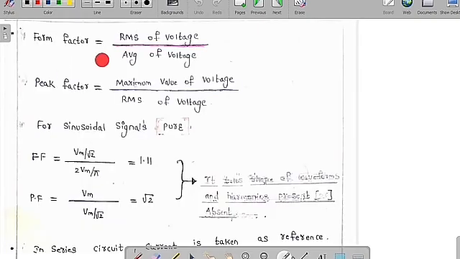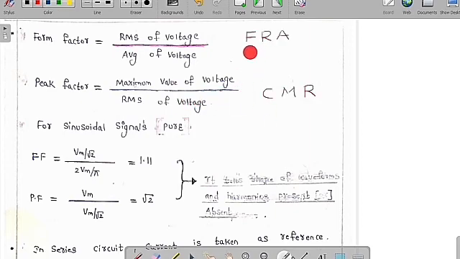Form factor is the ratio of the RMS value of the signal to the average value of the signal. The easy way to remember is FRA: form factor is equal to the ratio of the RMS value to the average value. Similarly, peak factor is also called the crest factor, which is the ratio of the maximum value of the voltage to the RMS value of the voltage. So take a CMR: the crest factor, the peak factor, is equal to the ratio of the maximum value of the signal to the RMS value of the signal.